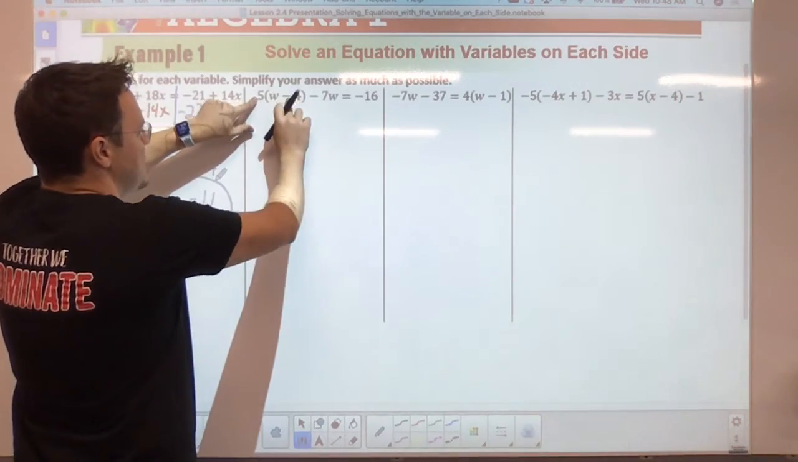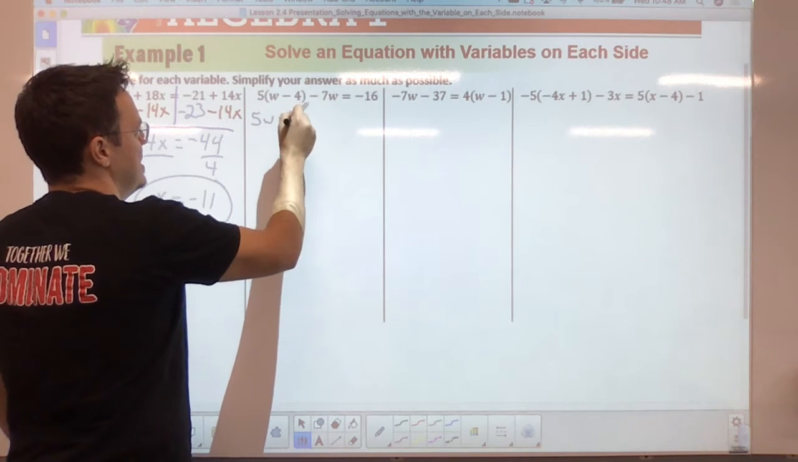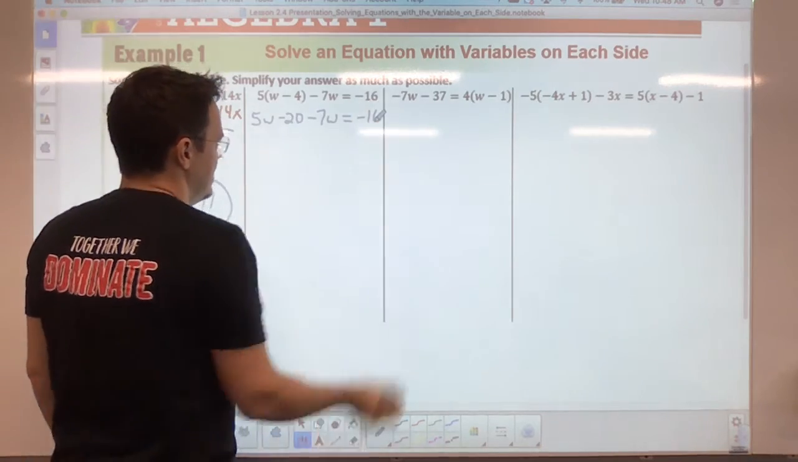All right, do the distribution first. So that would be 5w minus 20. And then you have a negative 7w equals negative 16.